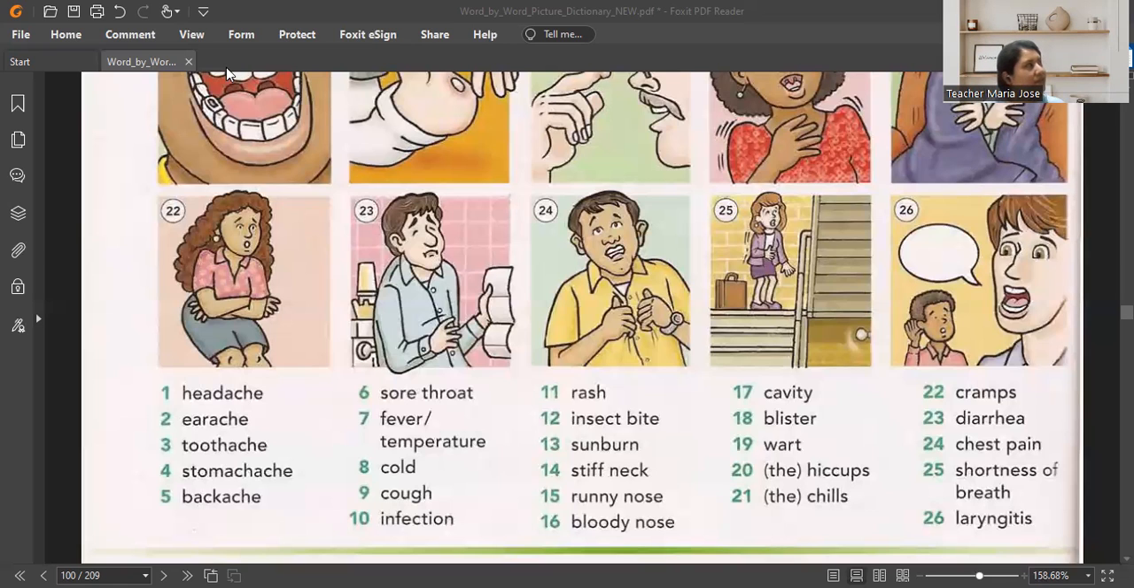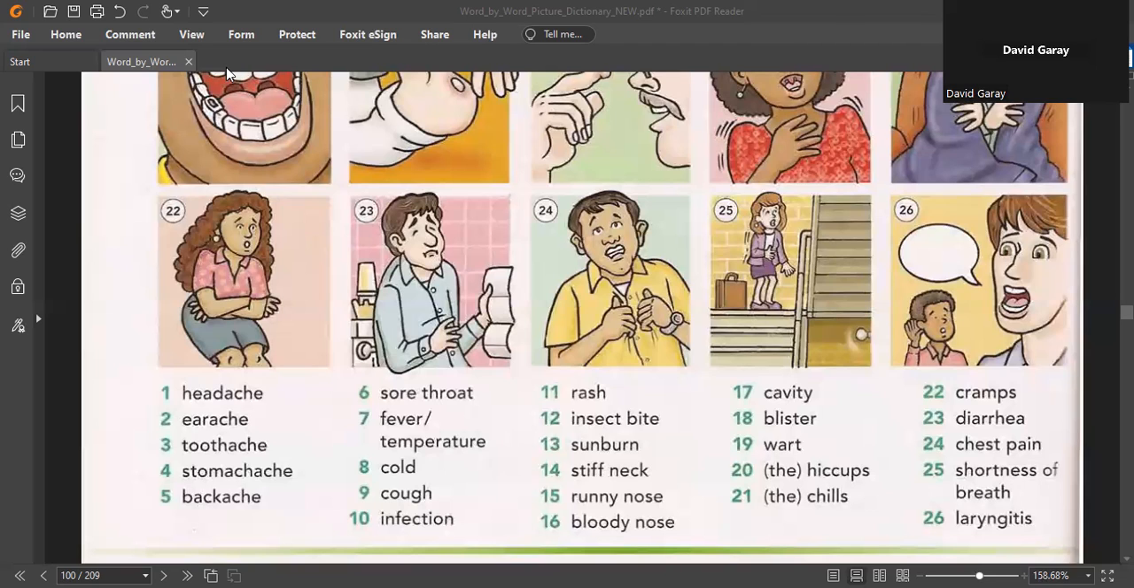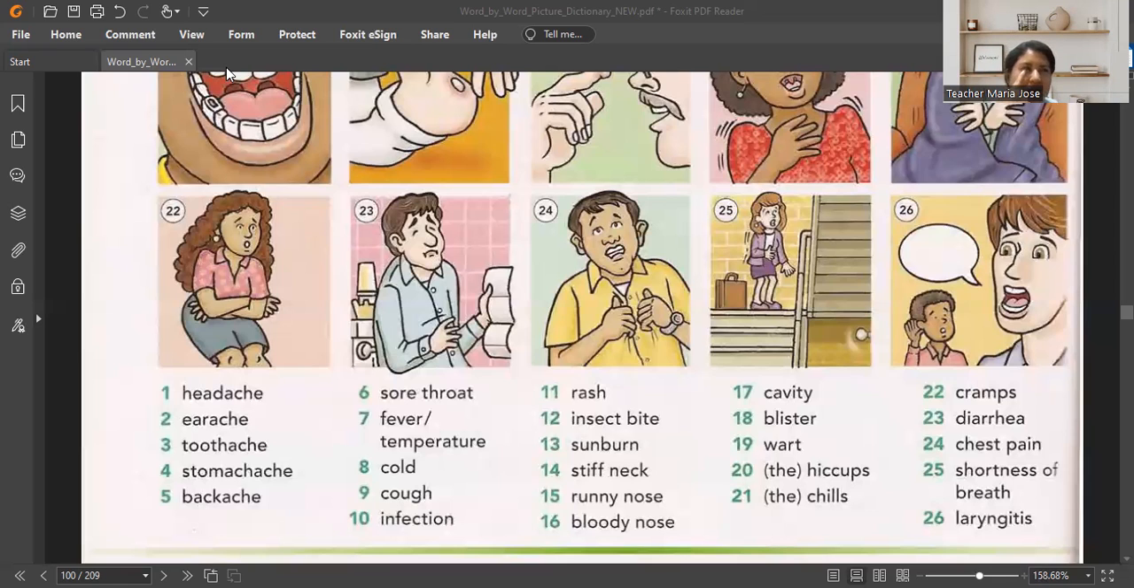David, what is your advice? I have an earache. Should take a... ¿Cómo se llama? Para el oído. Go to the ophthalmologist. But the ophthalmologist is for the eyes.